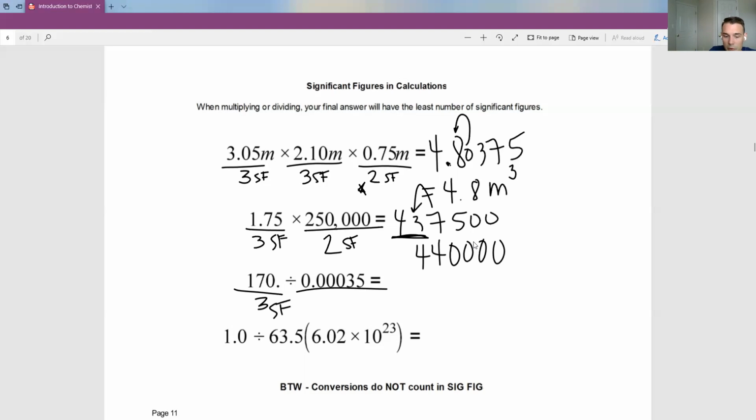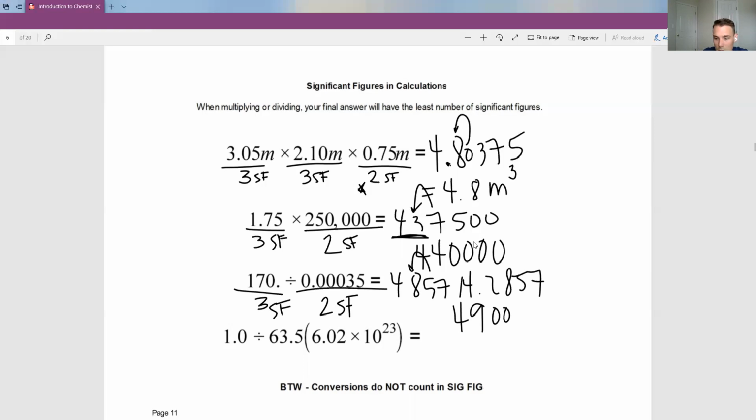0.00035 has 2 sig figs. So put that in your calculator. You get a long answer, 485,714.2857. Okay, I need to round that to 2 sig figs. That 5, going to round that 8 to a 9, so 4, 9, and then everything else becomes a 0. 1, 2, 3, 4. And I don't even worry about the decimal anymore. It's not important to me.